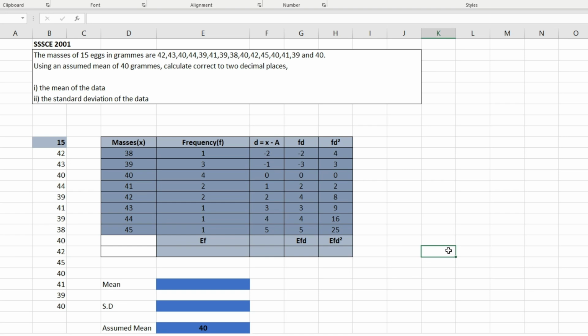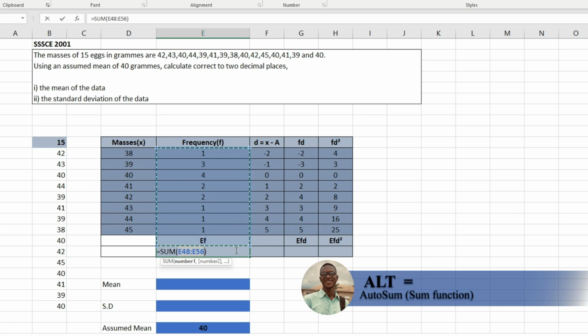Okay, so now that we are done getting the values for the mass, the frequency, deviation, FD, and then the FD square, we are supposed to find the sigma F. Notice that the E here represents my sigma, and then the F, as usual, the frequency. So sigma F, sigma FD, and then sigma FD squared. So over here, I'm going to hold Alt and press equals, and automatically it will sum this column for me.